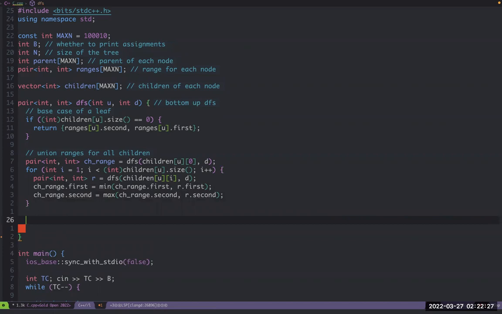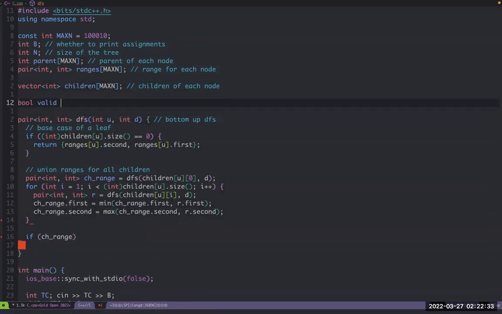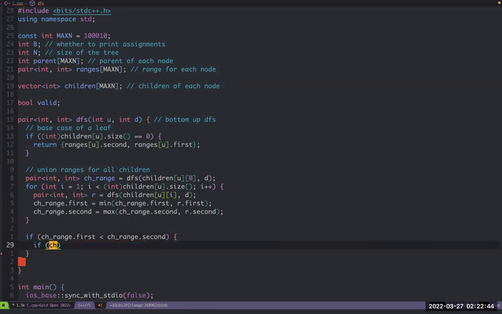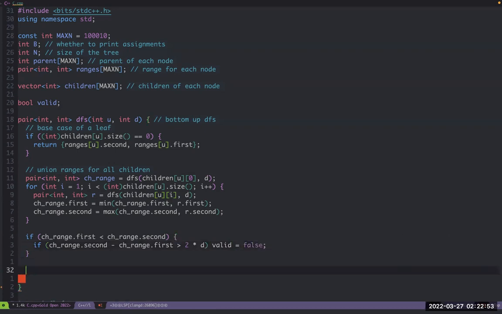So if they're too far apart, then it definitely can't work. Which is a variable. CH range dot first is less than CH range dot second. CH range second minus greater than 2 times D. Valid is false. Well, that's the only case it can fail though, because I have to keep in mind, still need to check.